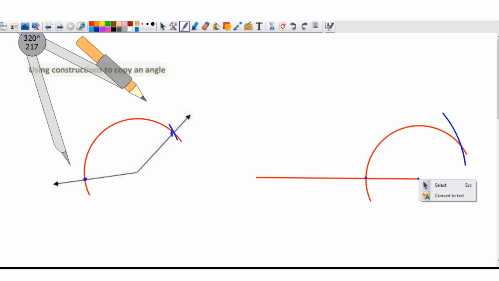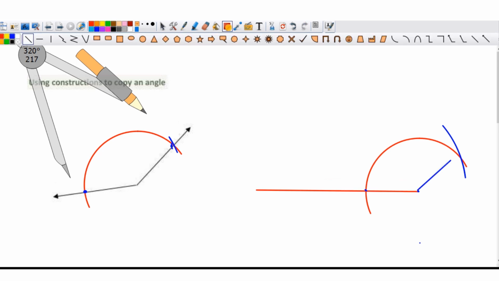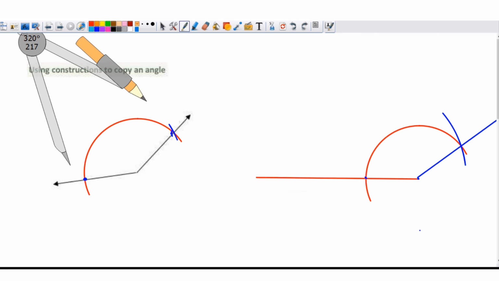Okay, so we have our mark, we have our intersection, so we're going to take our ruler now, we're going to connect the end of our segment through our intersection. So we get our ruler and we draw our angle. Okay, so here's our copied angle. So this angle on the left here is congruent to this angle on the right.